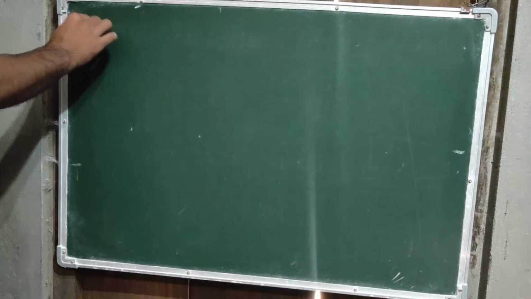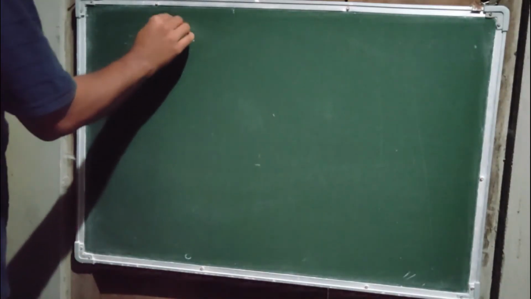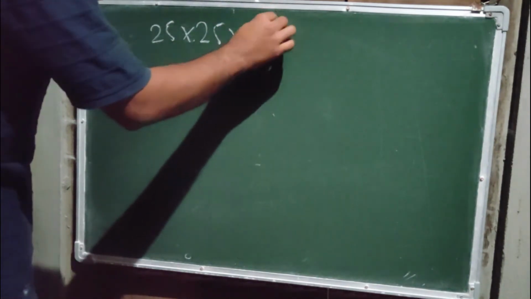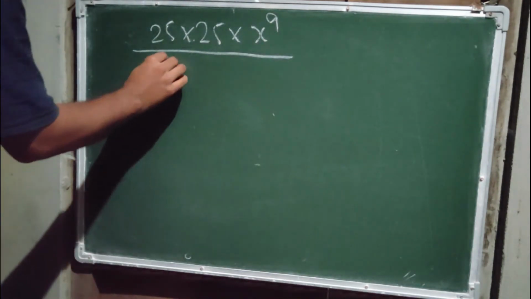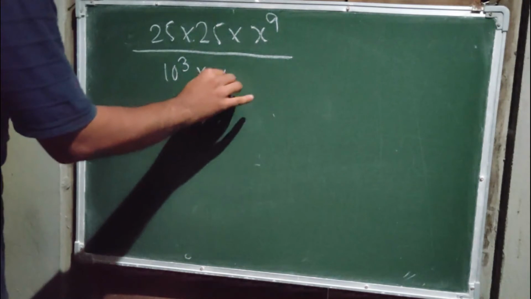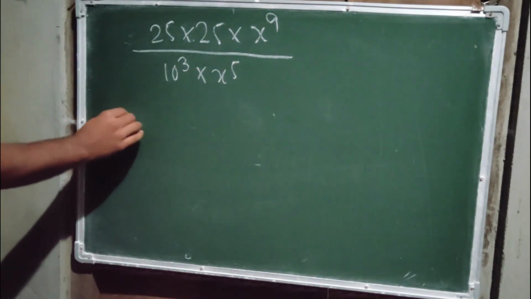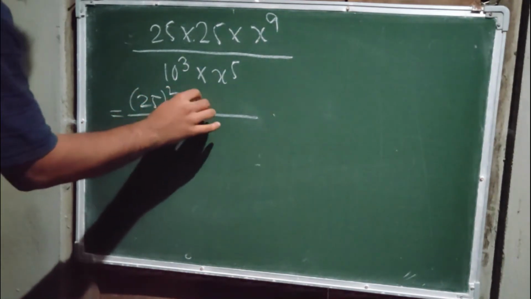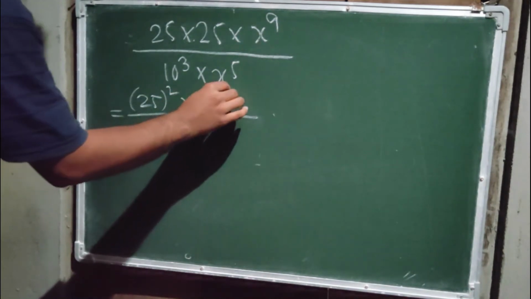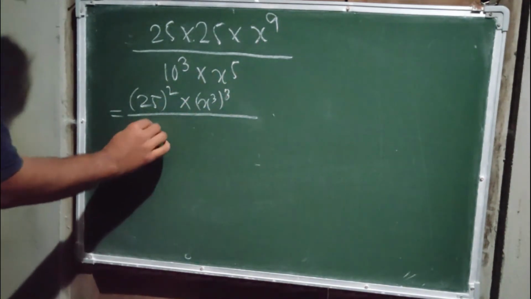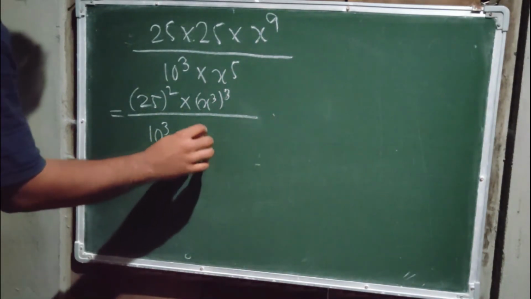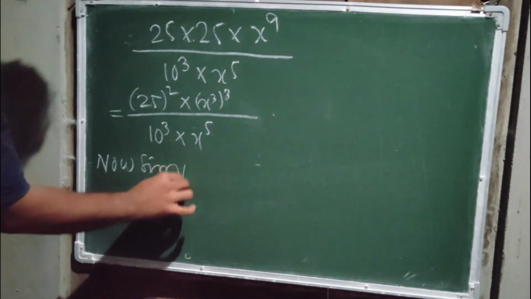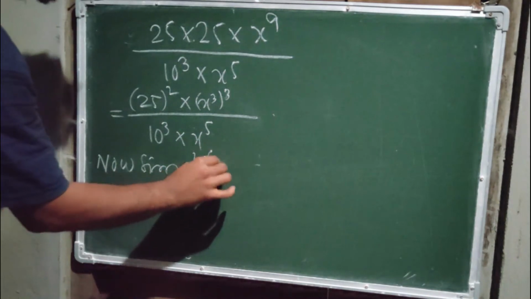Our next question is (25 × 25 × x⁹) / (10³ × x⁵). So this one we can write as 25 whole square into (x³) whole cube, over 10³ into x⁵. So now simplification.